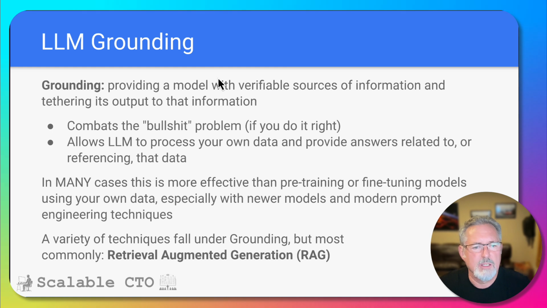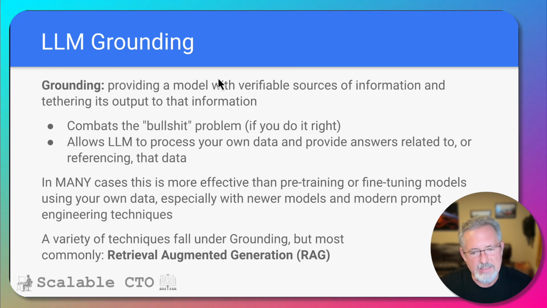So we'll talk about LLM grounding. Grounding is really any technique that's used to provide the model with true information and to tether its output to that information. So this is a way to combat the bullshit problem if you do it right. And it also allows the LLMs to process your own data, your own private data related specifically to the customer or to your problem domain, data that's owned by your company that isn't public, for example, and to reference that data and build answers based on that data. So instead of building answers based on the model.